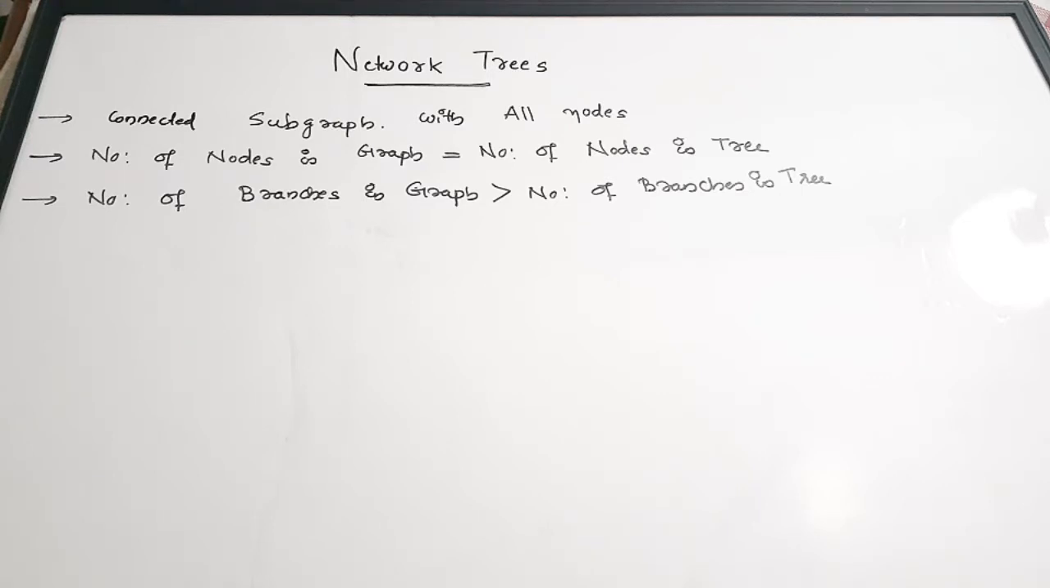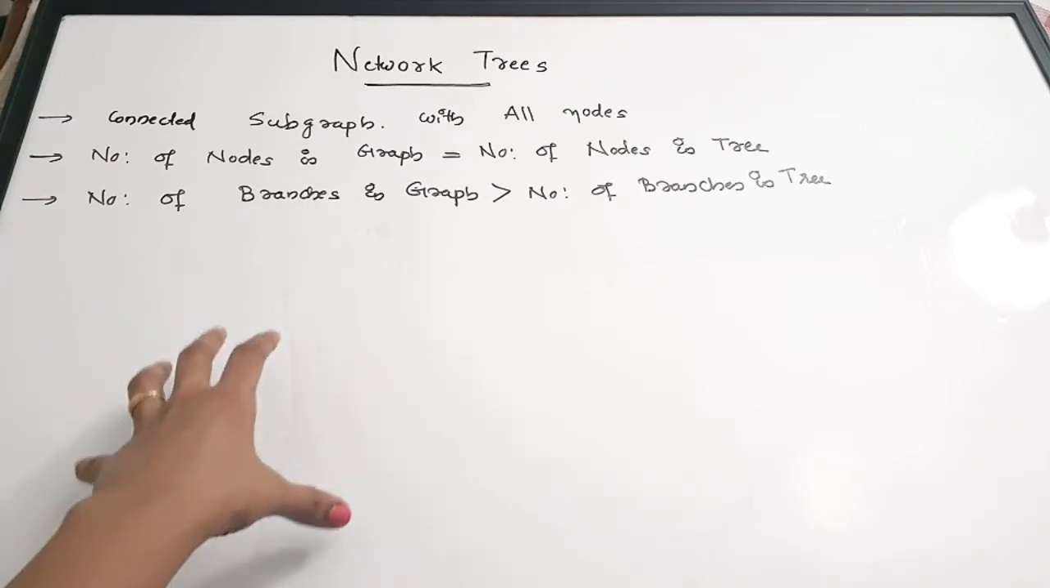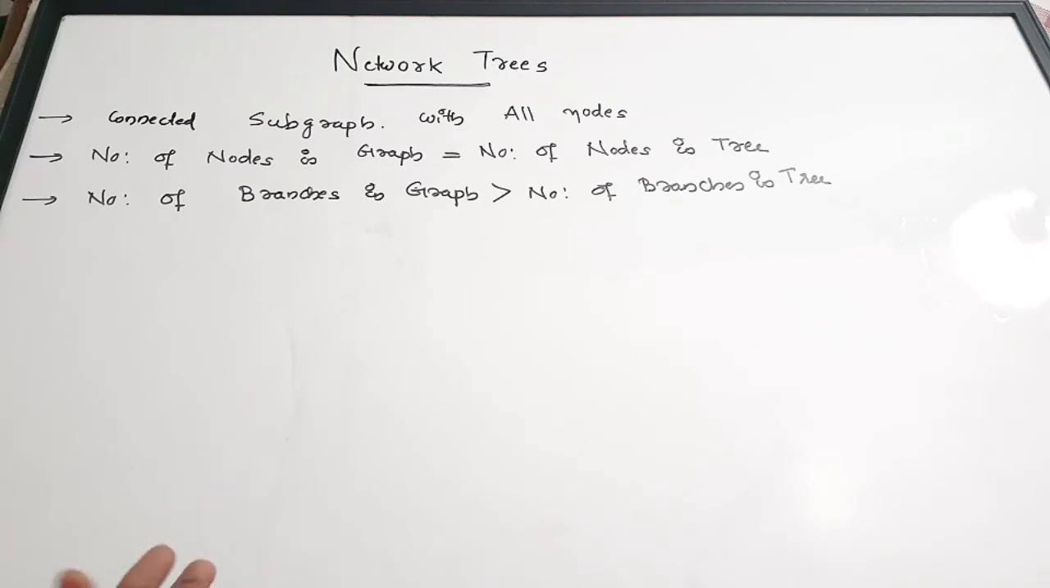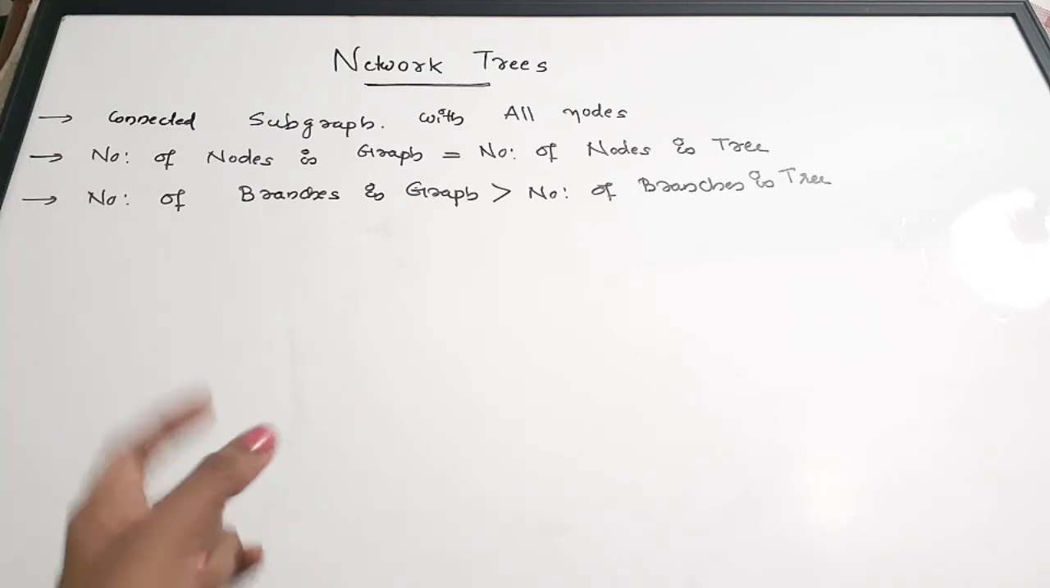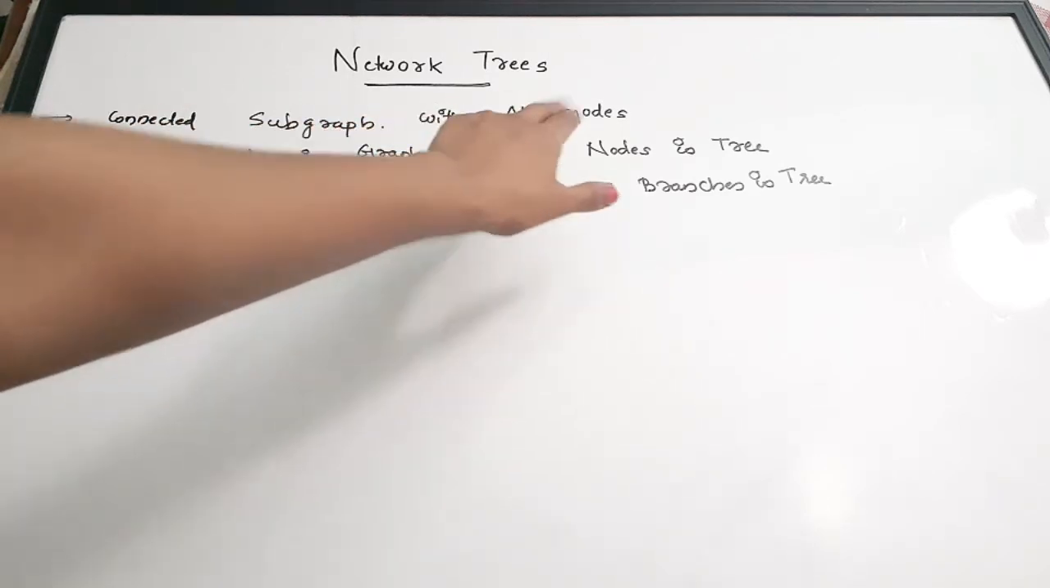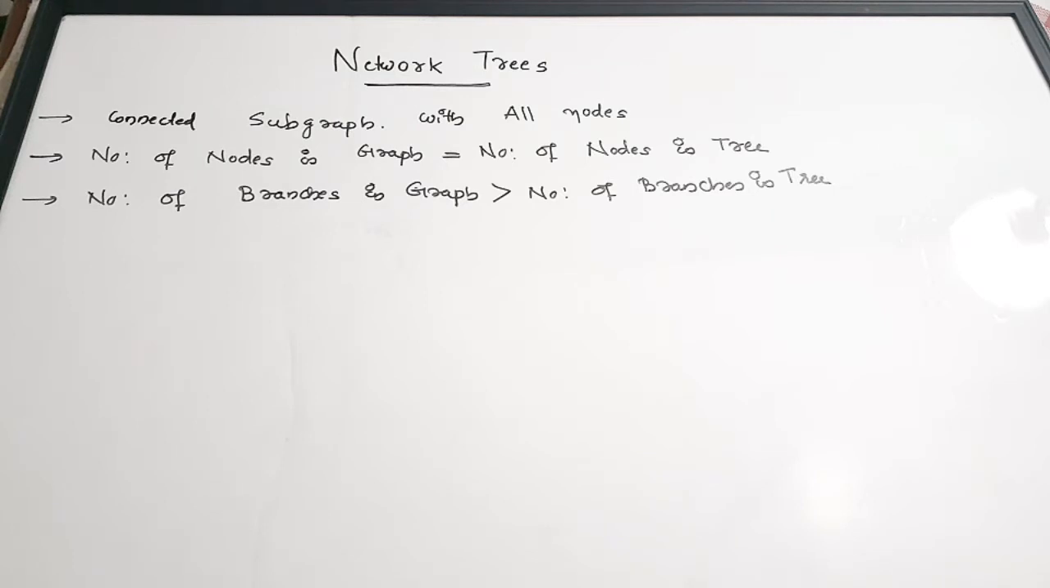So let us see first what a network tree is. We have discussed that there is a network graph which we can form from a given circuit diagram. We are going to form a network graph structure from the given circuit diagram of an electrical circuit, and from the network graph we can form trees. A network tree is actually a subgraph with all the nodes. That is one important point. When we form a tree from a graph, it should include all the nodes present in the given graph. When we do an example, you will get a very clear picture.